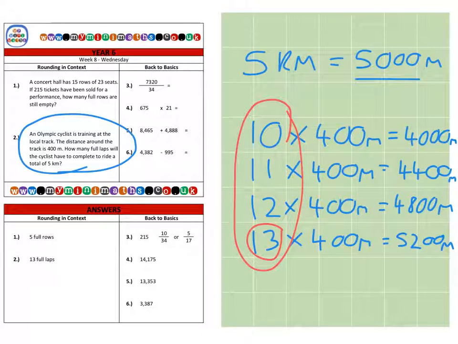It's very important to remember that the question is asking us for the number of full laps. So it's not 12.5 laps, because we need the full laps, so we need to make sure we round up to include the whole lap, which is the reason why it's the 13 laps.